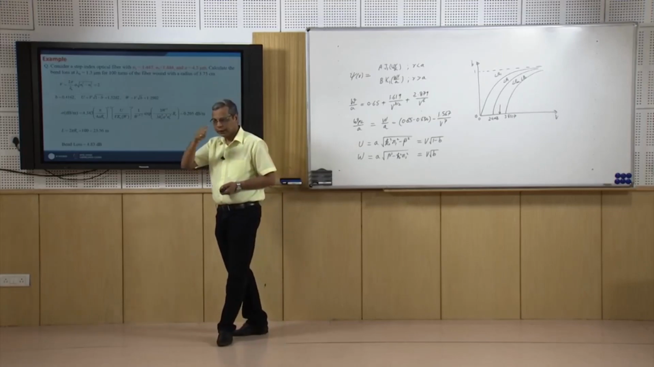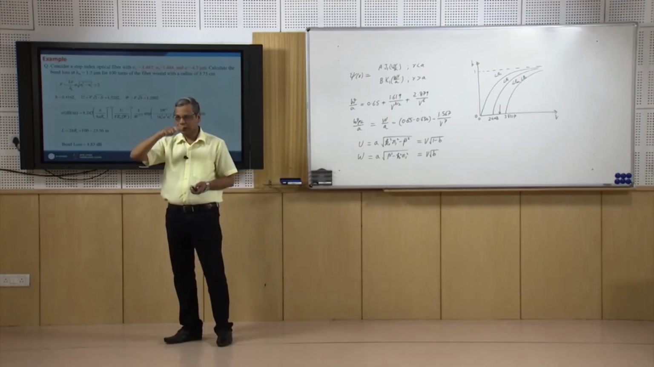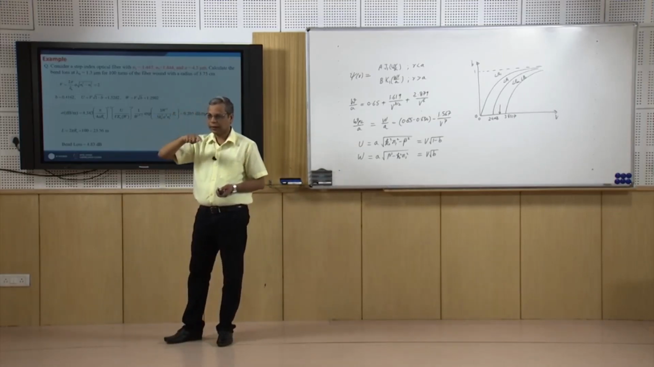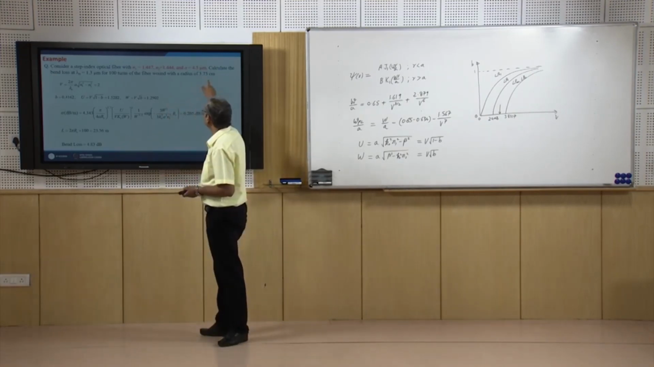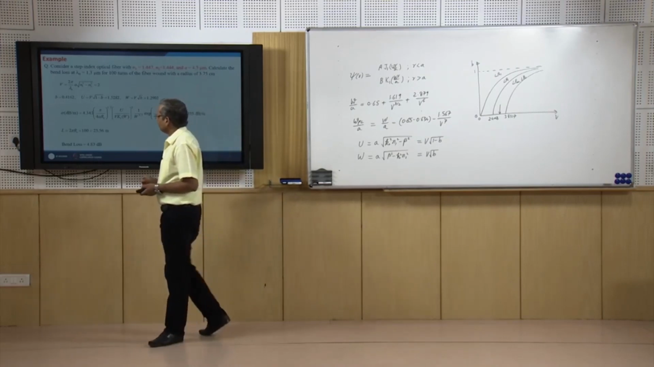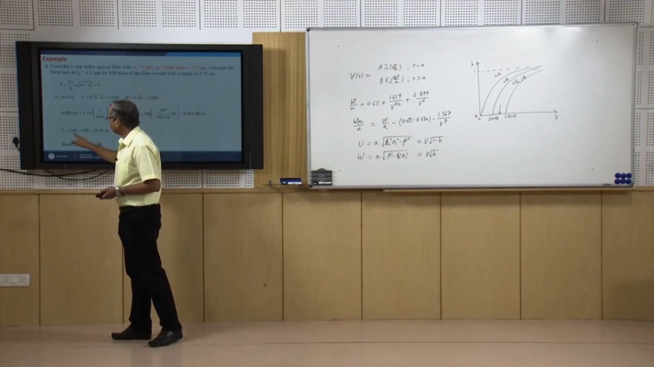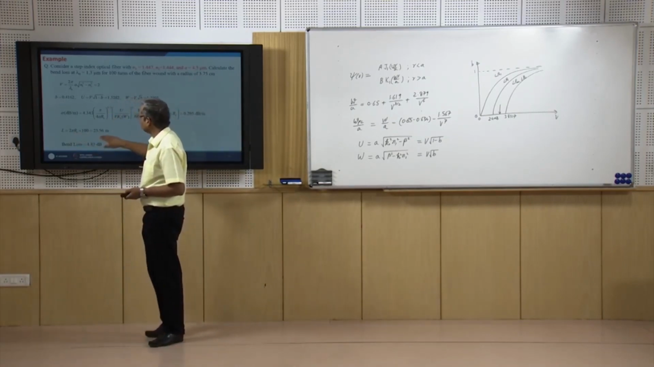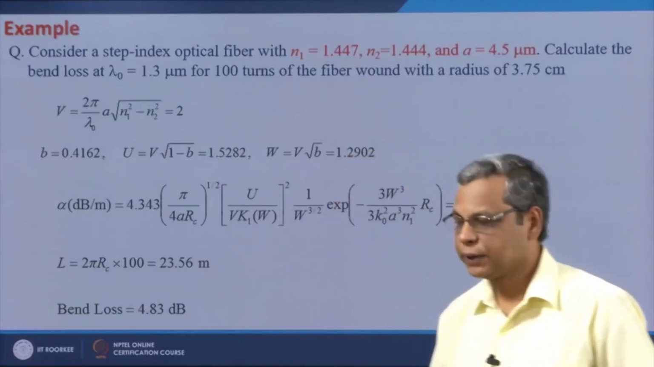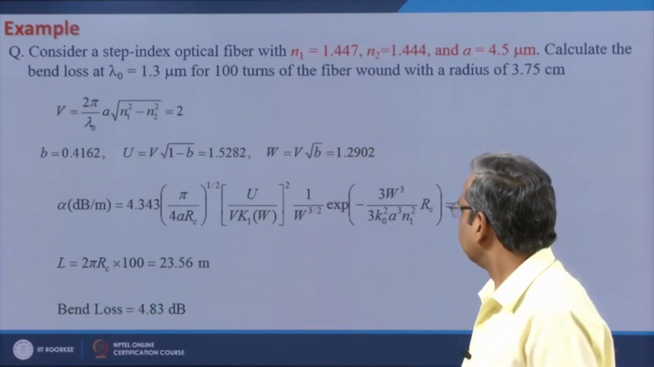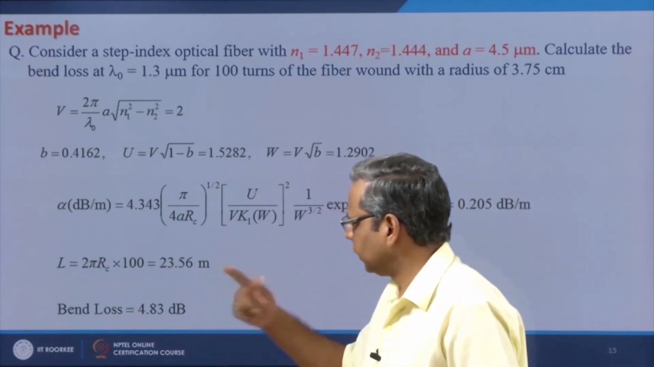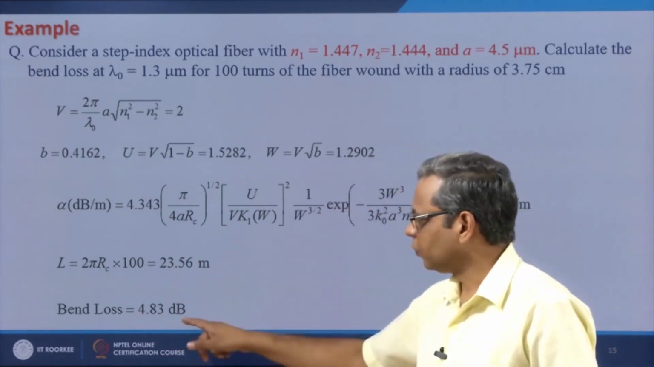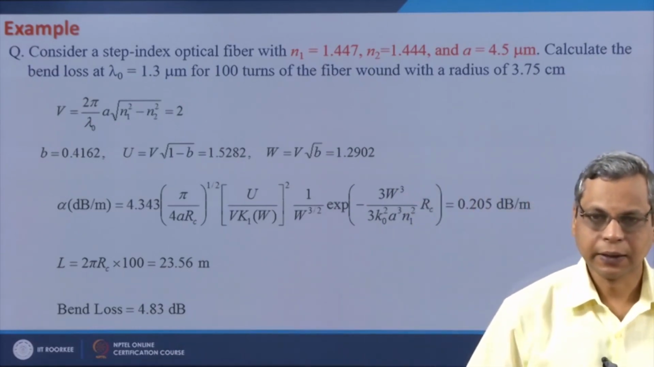Now, what is the total length which is in the coil? When I coil the fiber and take 100 turns with this radius, then the total length of the fiber in the coil would be 2 pi RC times 100, which is 23.56 meters, and this is the loss in dB per meter. So, the total bend loss in the coil would be 4.83 dB.